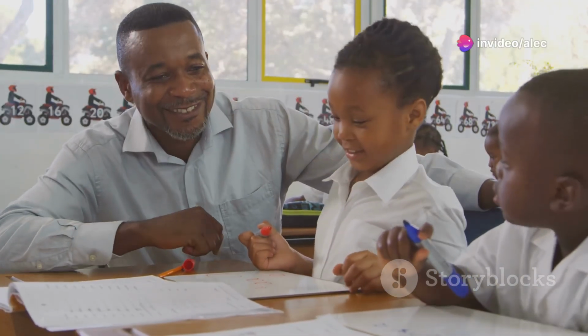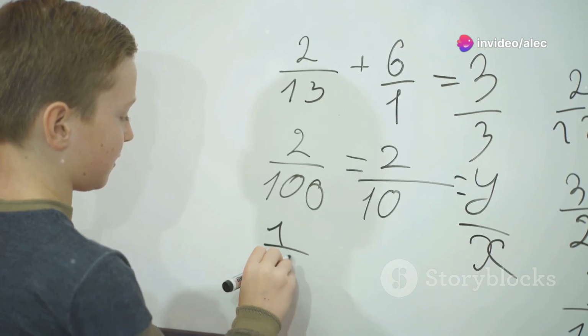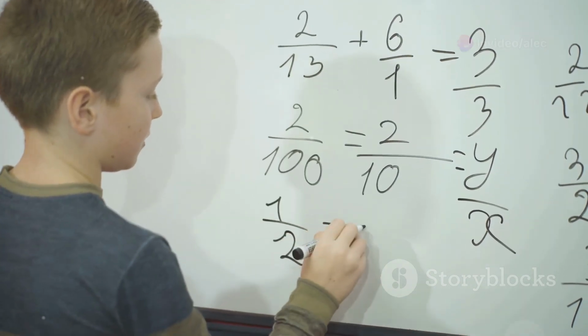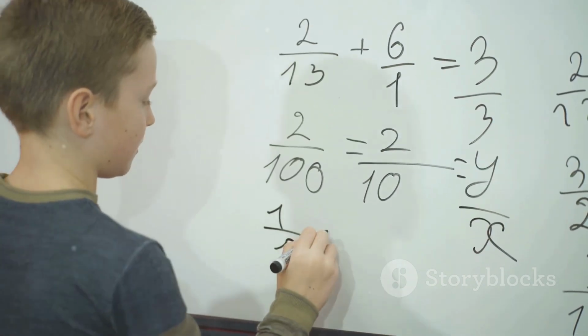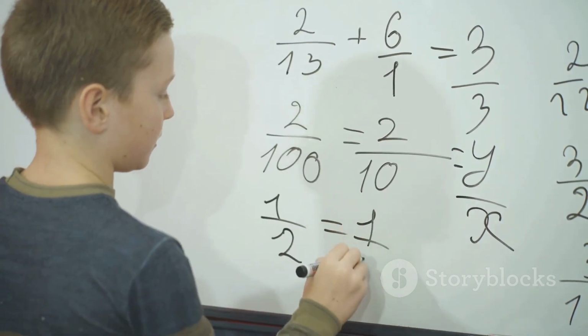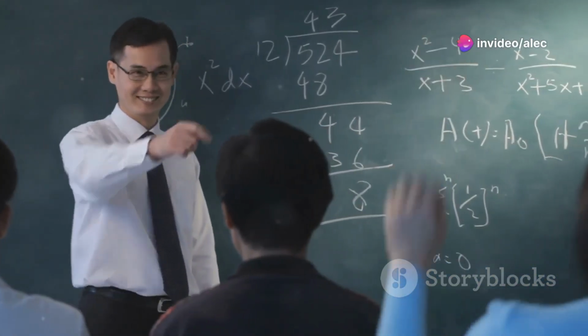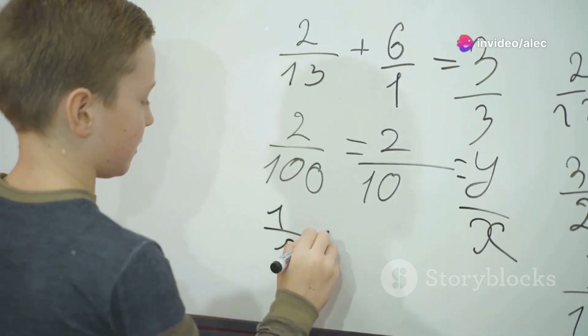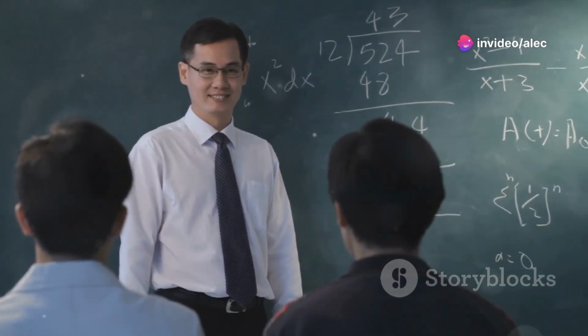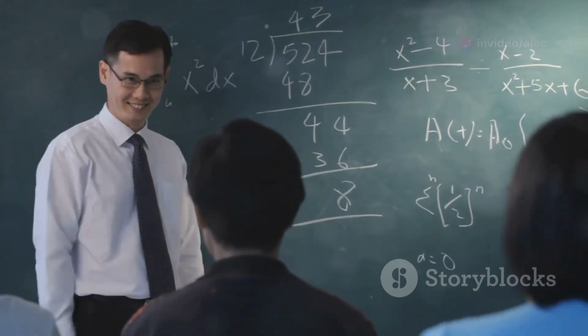If the denominators are the same, just compare the numerators. For example, 3/4 is bigger than 2/4. If the denominators are different, convert them to a common denominator first. Or you can convert them to decimals by dividing the numerator by the denominator. Fractions aren't so bad, right? Just remember these steps and you'll be a fractions pro in no time.